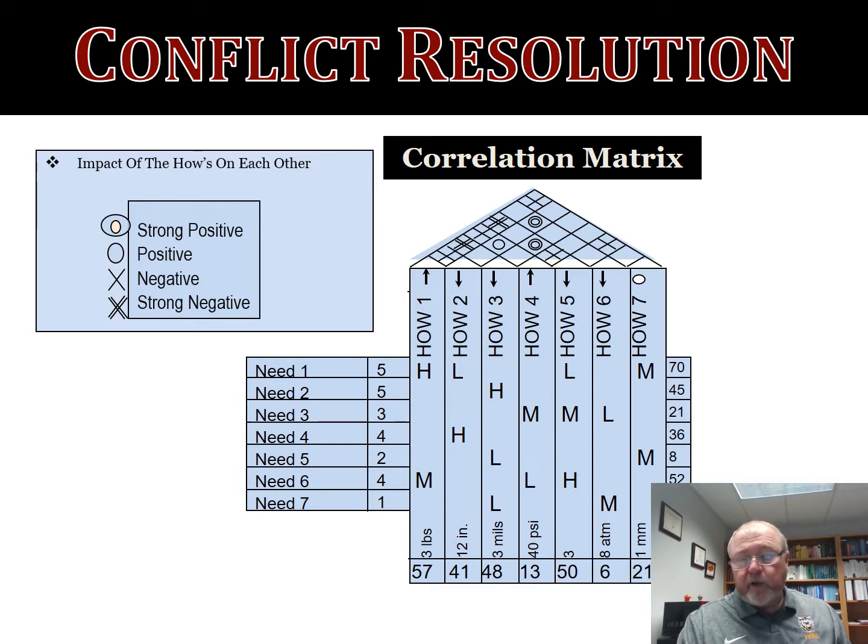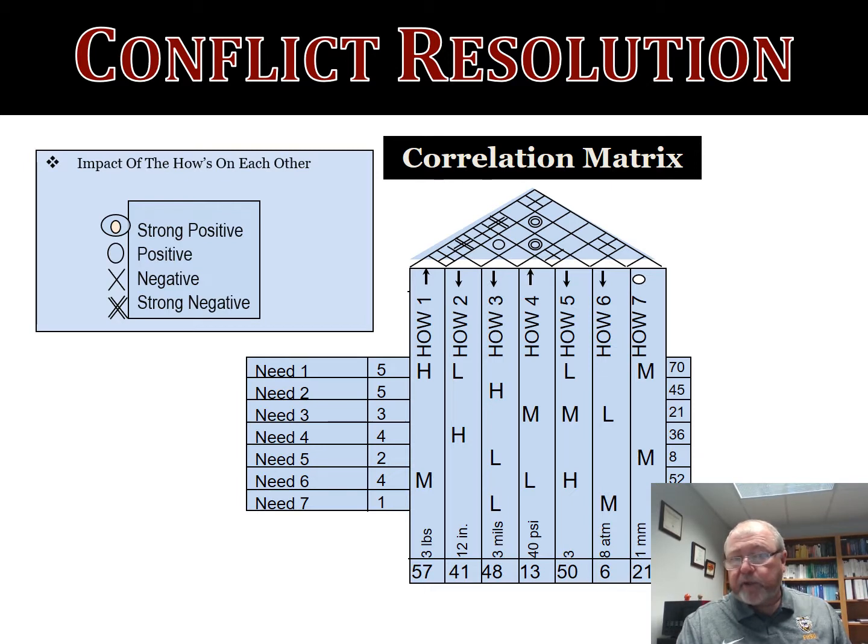Here in the body, what you would be seeing is something like this. I chose a simple symbolic representation. This would represent the relationship between need number 1, which was a very important need, 5 on a 1 to 5 scale, and how number 1. So the relationship between need number 1 and how number 1 is, let's say, high, H for high. What would that mean? It means that this first design attribute right here is going to do you a lot of good in trying to satisfy that customer need. How number 2, on the other hand, only a little bit of good, low.